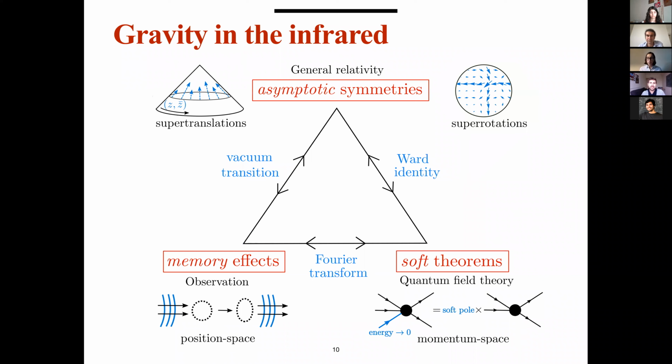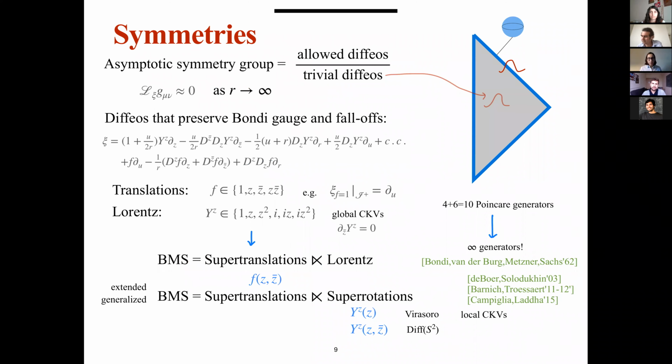Hey, quick question. Can you say what happens in dimensions bigger than 4? Not now, not in a short time.